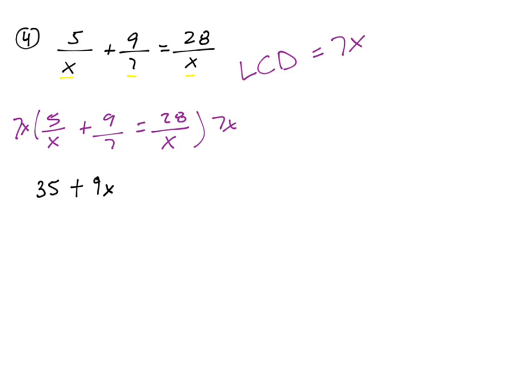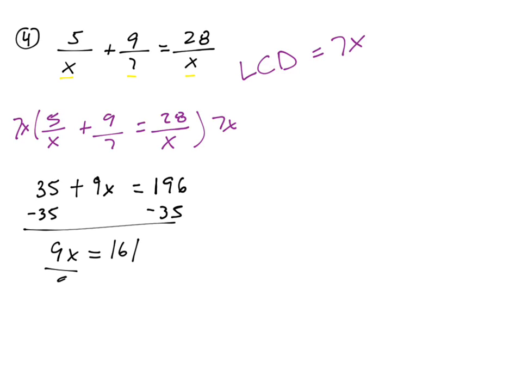And then 7 times 28 in this case is 196. All right, and so now we just solve this. We'll subtract 35. We've got 9x equals 161. And then we're going to divide by 9. In this case, x should equal 17.8 that repeats, roughly.